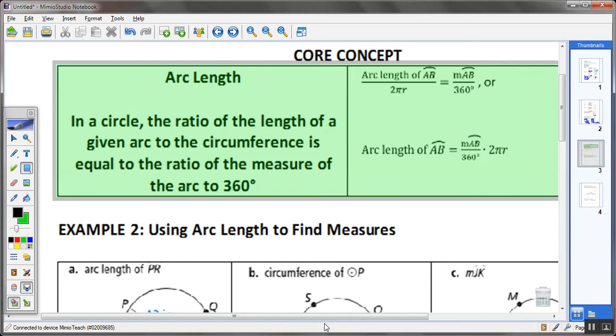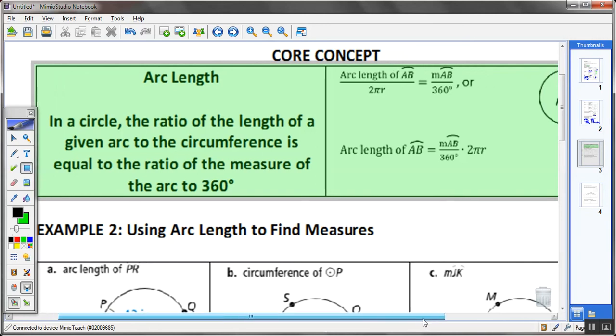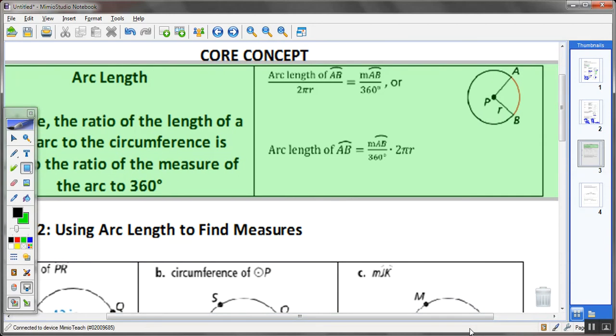Circumference. They give you this formula right here. It says the arc length of AB over what, kids? 2 pi r is equal to the measure of arc AB, or the central angle, over 360. I'm going to make this a little easier for you. Is that okay? This is what I think you should write down to remember it.